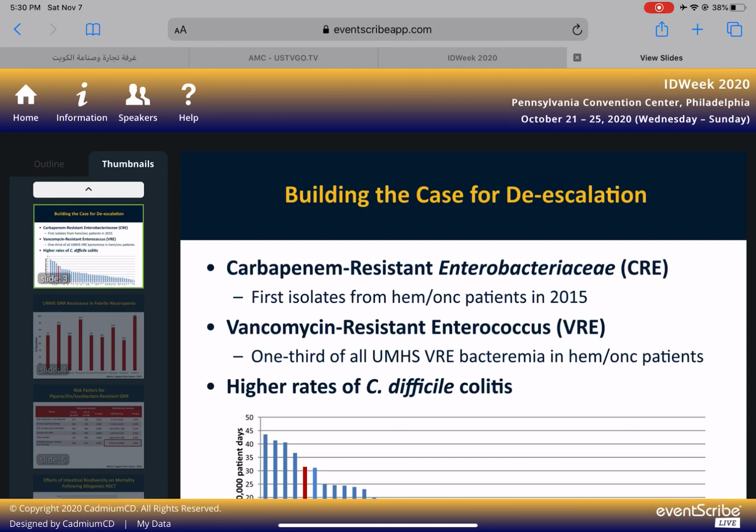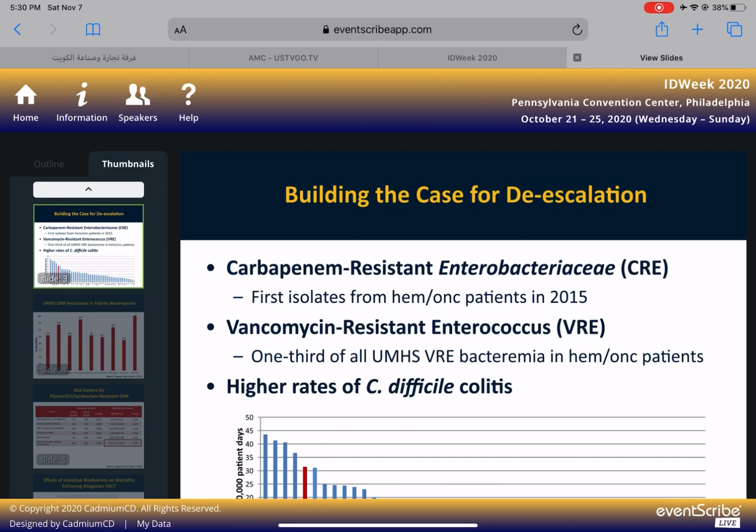And at our hospital, when we were developing this guideline in 2015 and 2016, we saw our very first CRE infection in oncology patients in 2015. And that was kind of a little bit of a wake-up call for oncologists, and they were very worried about this being the tip of the iceberg, potentially having more CRE infections in their patients. Also in our institution, about a third of all VRE bacteremias are in our onc patients.